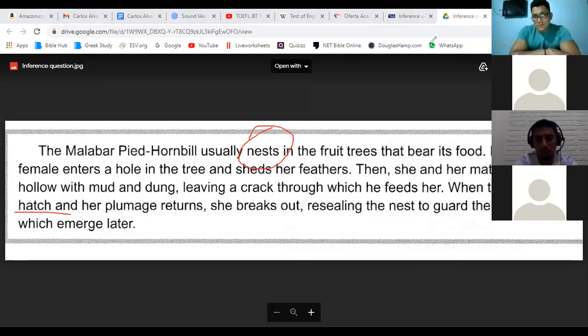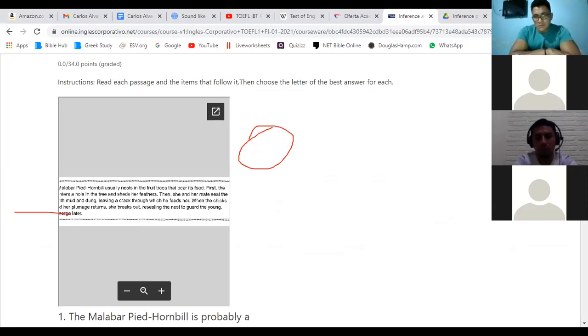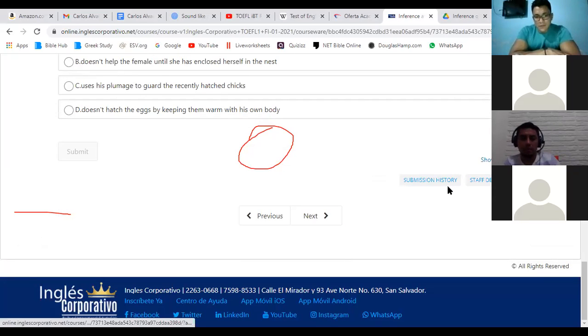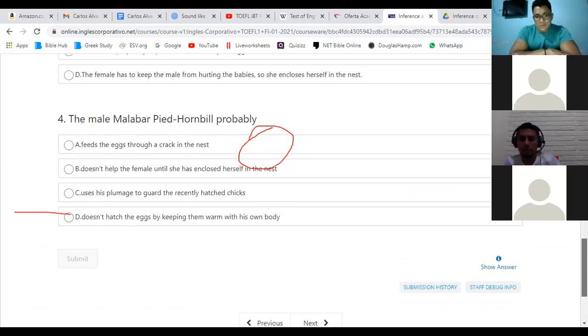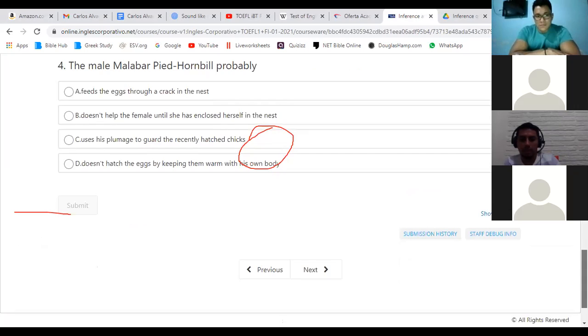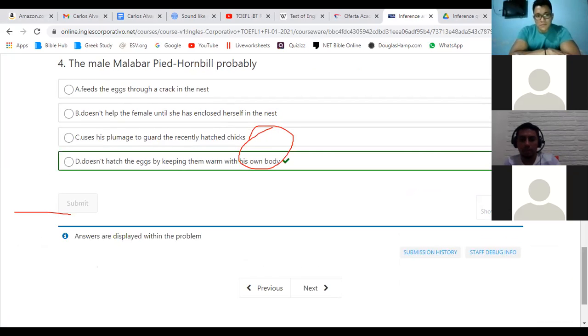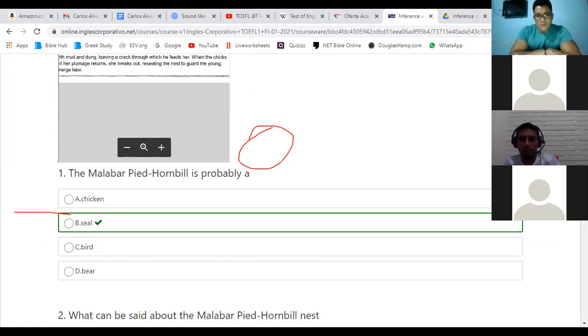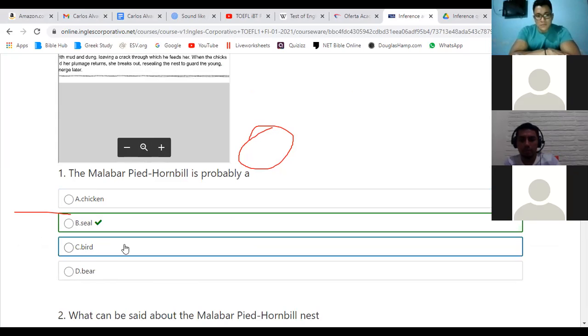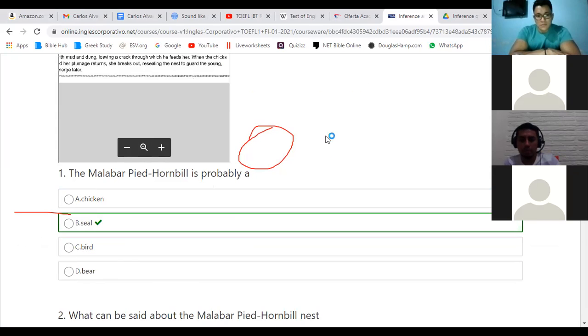Let me go back. No tengo yo las respuestas. I can't see the answers. The answer that it accepts is seal, but after checking, it doesn't sound like it's correct. It should say a bird, right? Okay, it's a bird. All right, no problem. I'm going to see if we can change it. I'm going to let the admin know. Le voy a escribir.